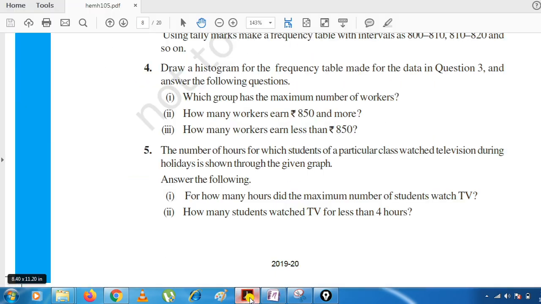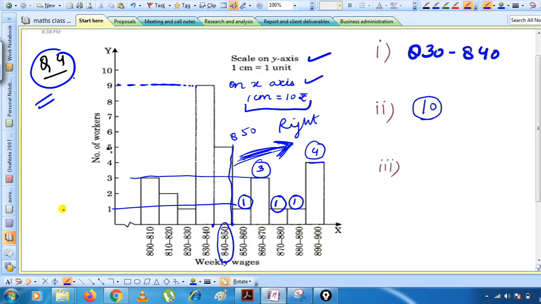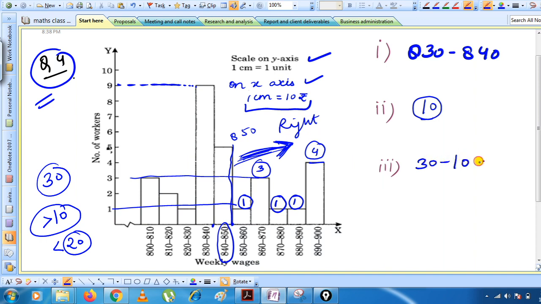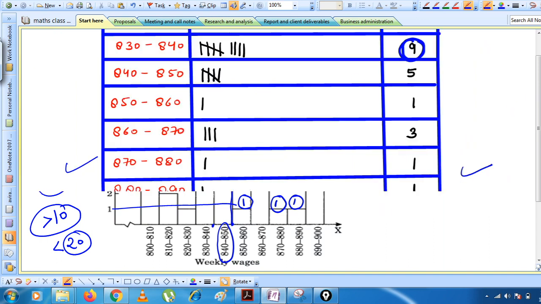After that, let us see the last part of this question. The last part is saying how many workers earn less than 850. Now children, you think with your mind. If 30 is the number of total workers, and 10 workers are getting more than 850, then how many must be getting less than 850? 20. Very easy subtraction, 30 minus 10. So the answer will be 20.